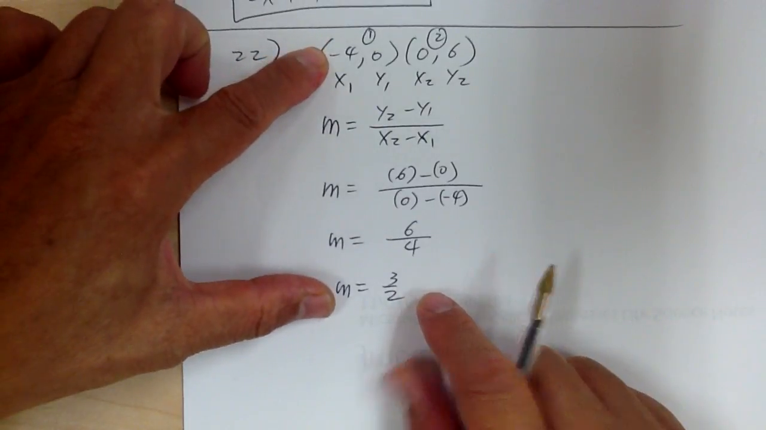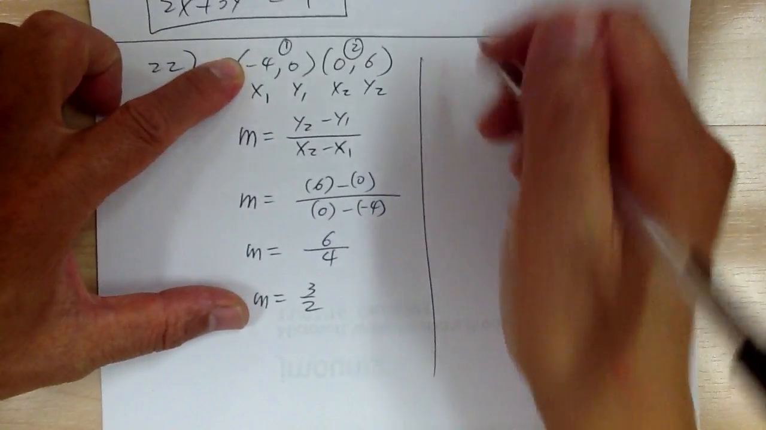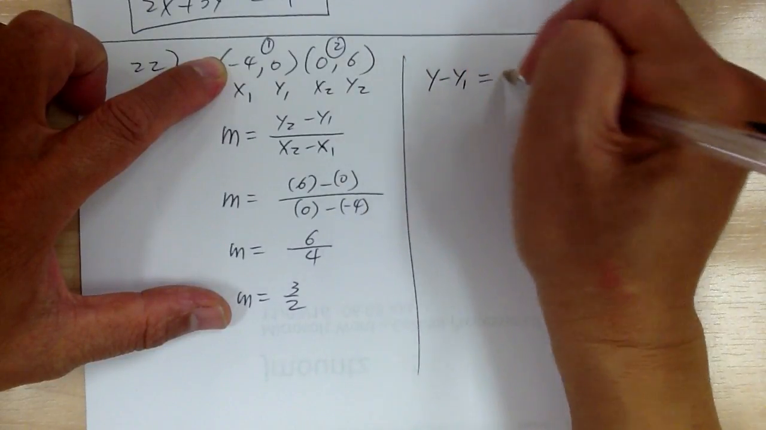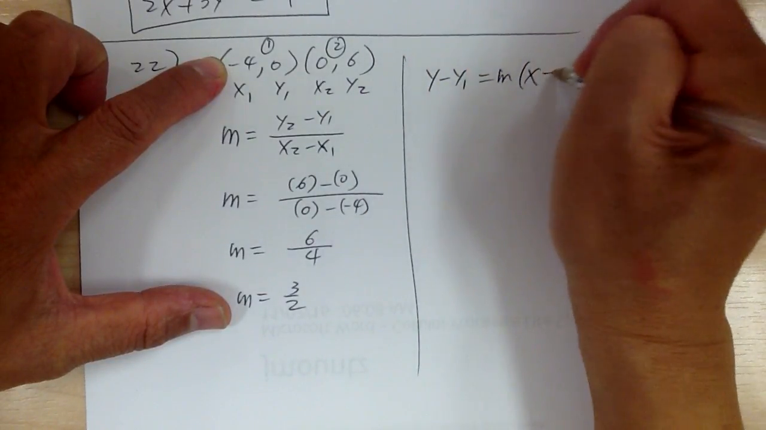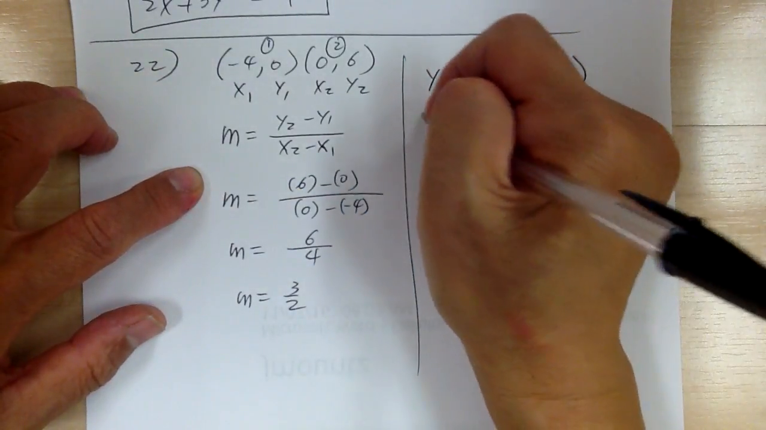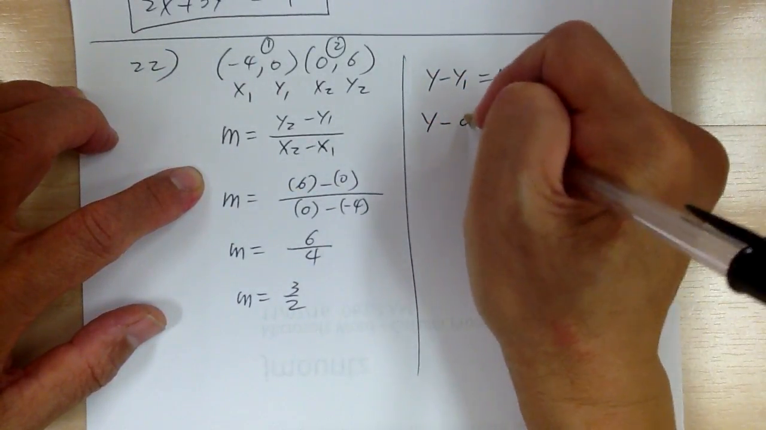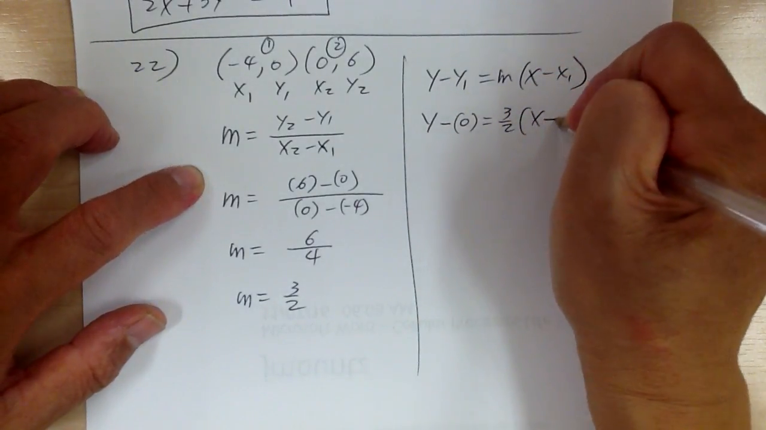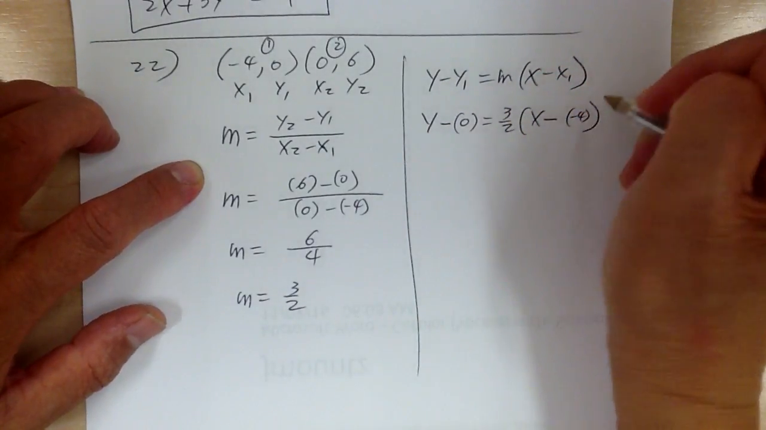Now you've got a point and a slope. Okay, so you can use the point-slope form. So you're going to get y minus y1 equals m times x minus x1. Okay, so that's your point-slope form. So you're going to get y minus 0 equals 3 over 2 times x minus -4.